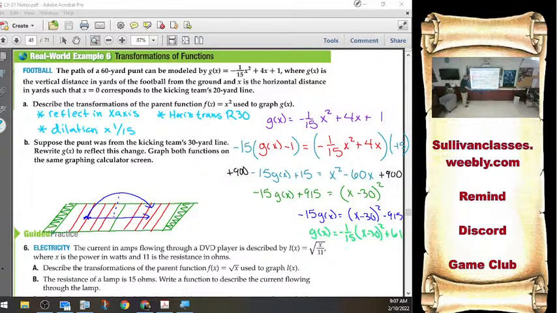Which should make sense on the football field. If I'm at the 20-yard line, I'm 30 yards away from the end of the field because the end zone itself is 10 yards. And plus 61. Vertical translation. Up 61. Which means he kicked it 61 yards in the air.